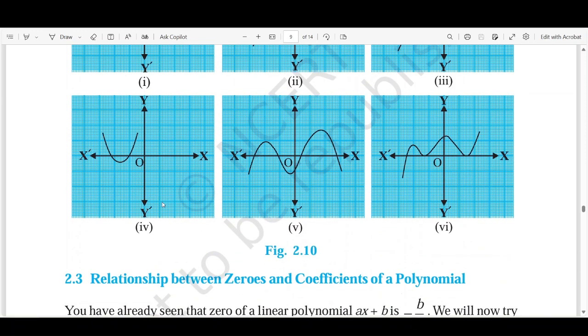And for the fourth case, we have the graph intersecting at 2 different points. Therefore, the number of zeros is 2. And for the fifth case, it is intersecting at 4 different points. Therefore, the number of zeros is 4. And for the sixth one, 1, 2 and 3. It should be carefully noted that here it is intersecting at only 1 point. Here also it is intersecting at only 1 point. Therefore, the total number of zeros for this case is 3.